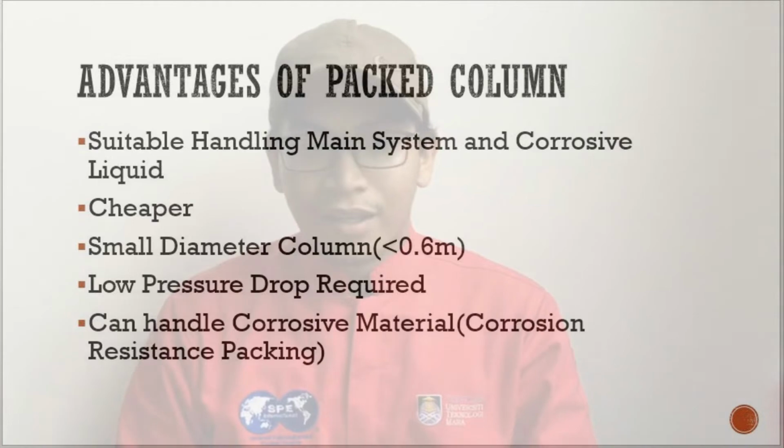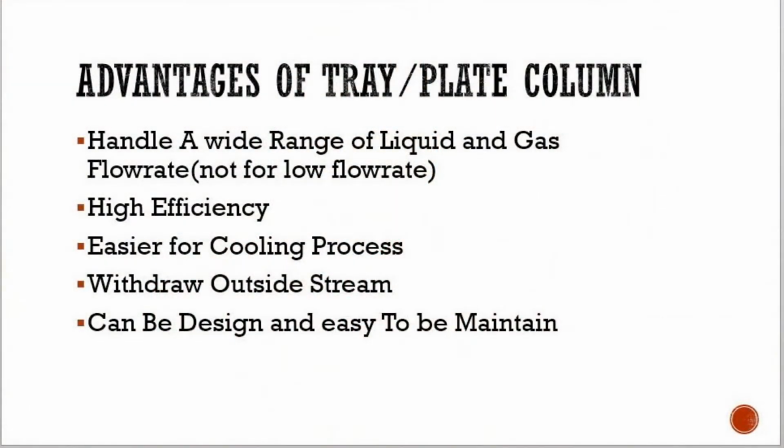For the advantages of tray columns, first, plate columns can handle a wider range of liquid and gas flow rates than packed columns. Packed columns are not suitable for very low liquid rates. The efficiency of a plate can be predicted with more certainty than the equivalent term for packing. It is easier to provide cooling in plate columns, as coils can be installed on the plates.